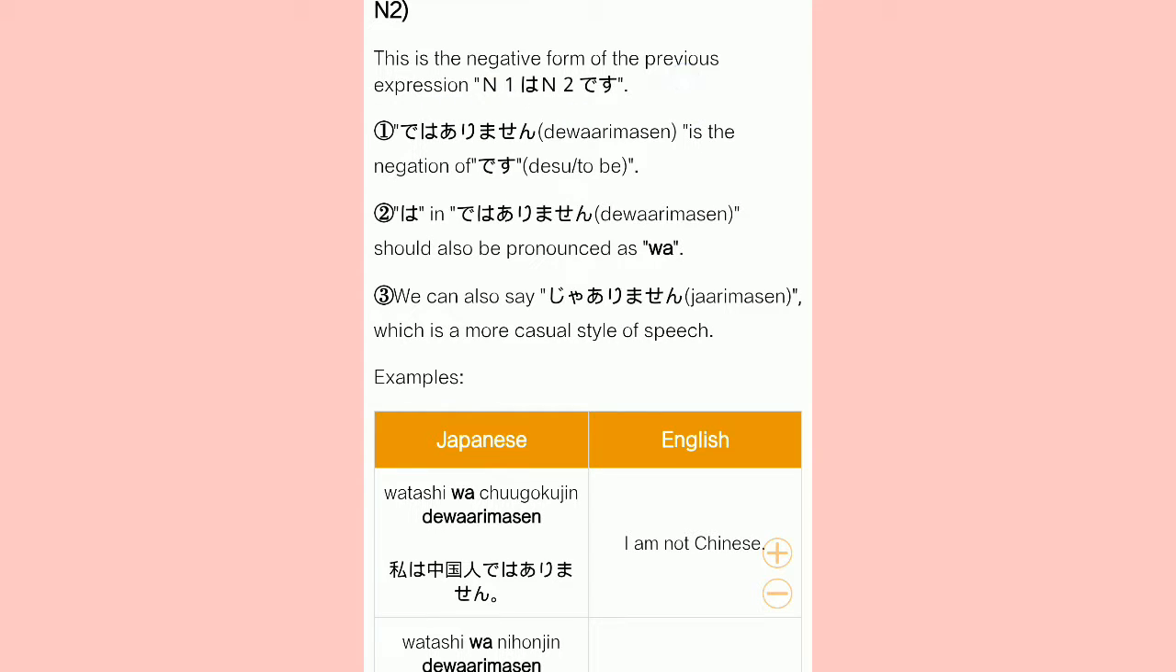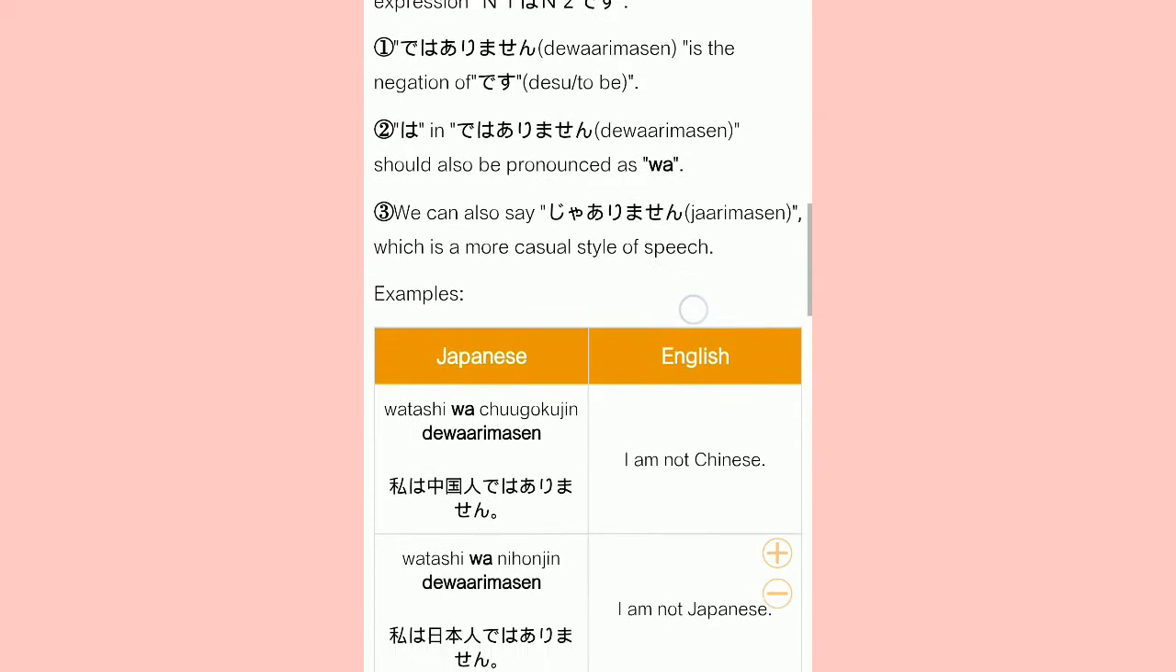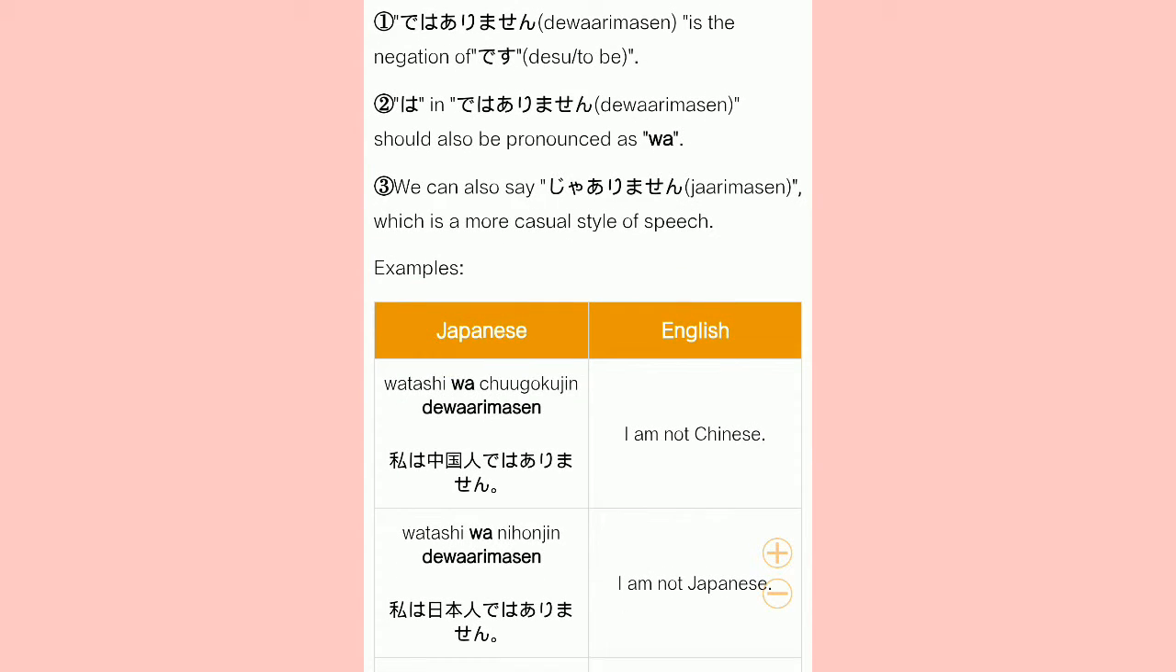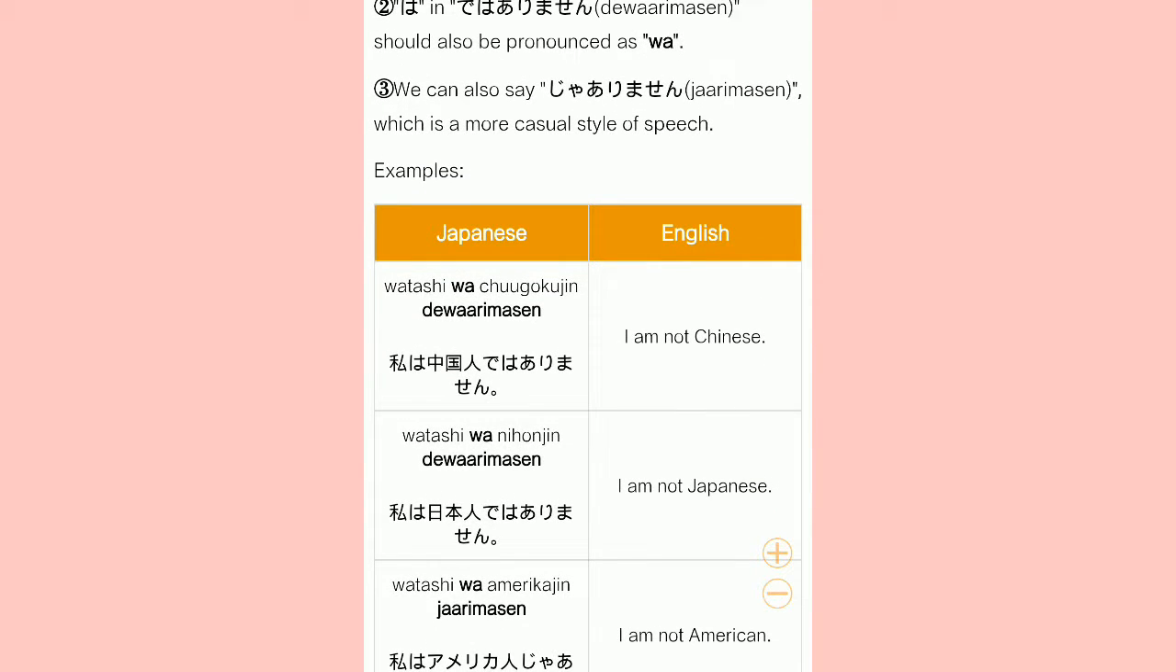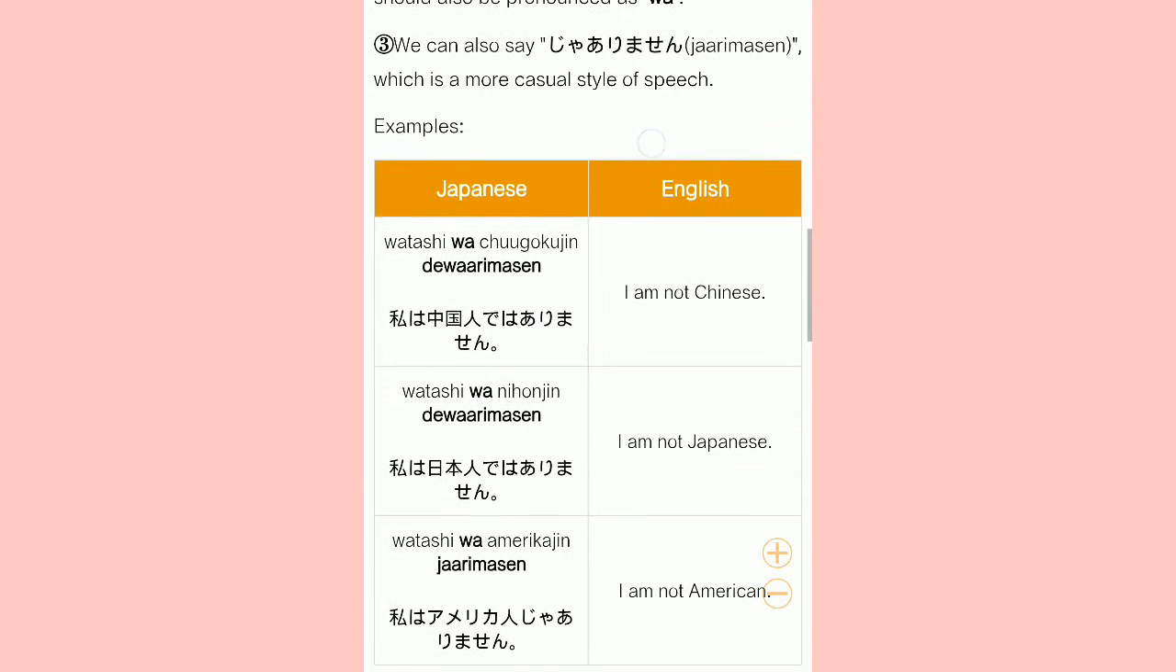It is the negative form of the previous explanation. Dewa arimasen is the negative of desu. Okay, watashi wa, dewa arimasen. The wa is also pronounced wa, it's not ha. Okay? Ja arimasen is a more casual style of speech.